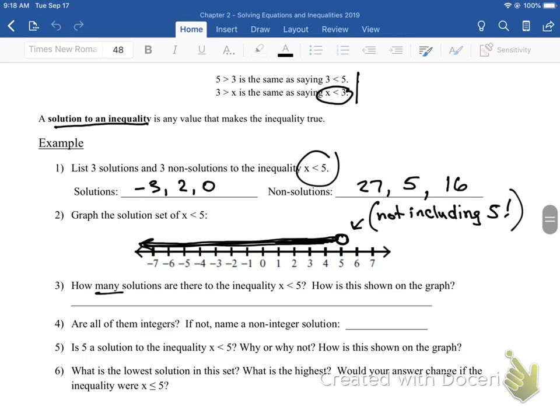Now, how many solutions? Well, I just gave you 3. But really, there are an infinite number. And that's different from equations, because equations typically will have one solution, except for the ones that are infinitely many or no solutions. But there's like a zillion of them. We need the graph to show that. It's shown on the graph through shading.